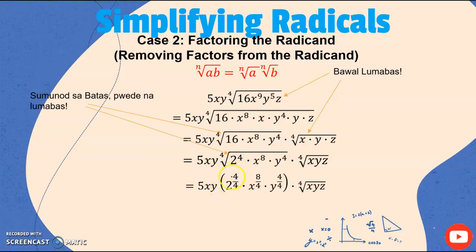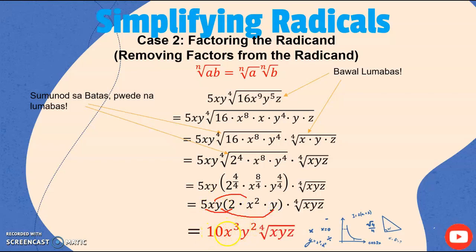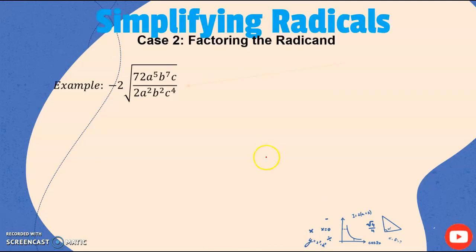Then we express them in rational exponents: 2 to the power of 4 over 4, x to the power of 8 over 4, y to the power of 4 over 4. Then we simplify them. This is 1, this is 2, this is 1. Then 5xy times the quantity 2x squared y, 4th root of xyz. If you multiply 5 times 2, that's 10, x times x squared, that's x cubed, y times y, that's y squared. So 10x cubed y squared, 4th root of xyz. Okay, so let's have the final example.